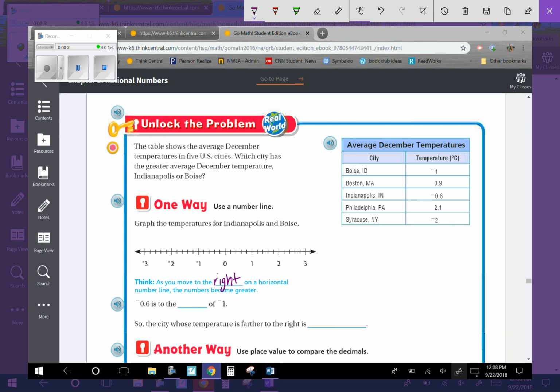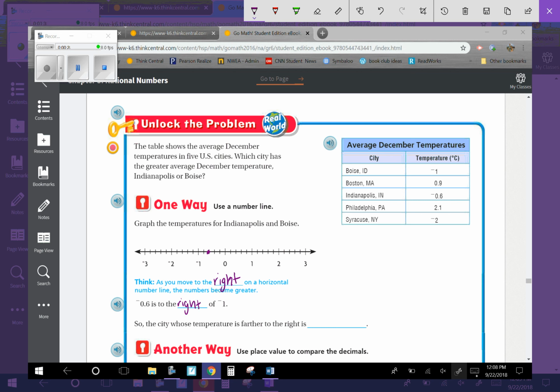So we're going to graph the temperatures for Indianapolis, which is -6/10 for average December temperatures. So 6/10 is between 0 and 1, but -6/10 is going to be between 0 and -1. 1, 2, 3, 4, 5. So these are broken into fifths. So 6/10 is the same as 3/5. So I'm going to go from 0 and go over 3 of the 5 marks to the left. And -6/10 is to the right of -1.